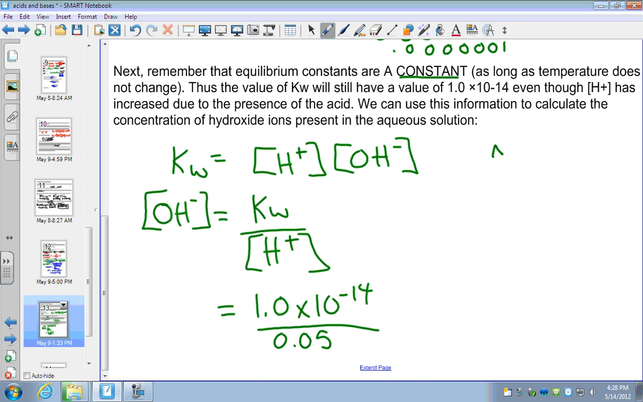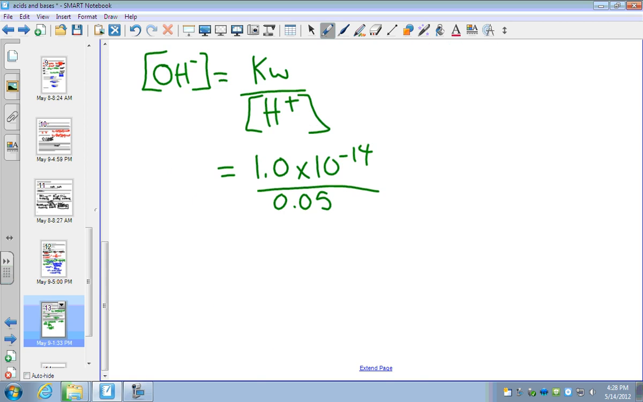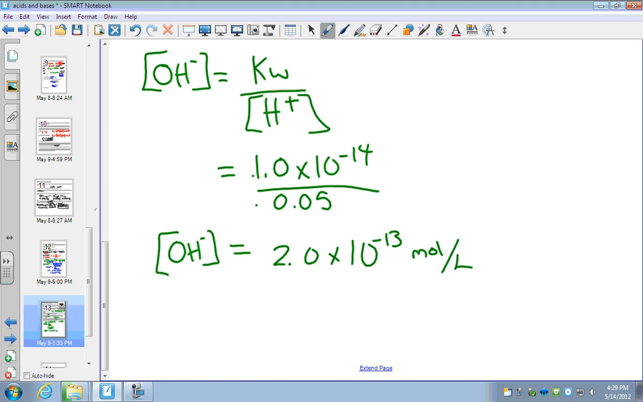Okay, so I'm just going to make a note here from the HCl example. So we could find the amount of OH in an aqueous solution of HCl. That's what we're finding right now. All we have to do is divide these two things. Putting them in our calculator, we get 2.0 times 10 to the minus 13 moles per liter. So not a whole lot of OH in HCl, which makes sense. It is a strong acid. Okay? Moving on to the last page.